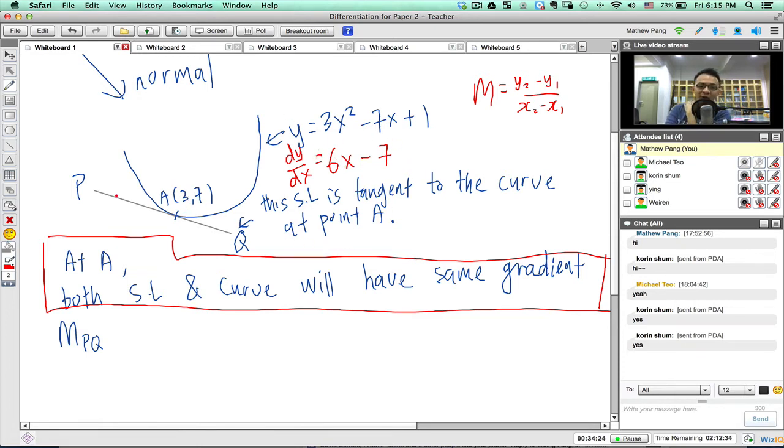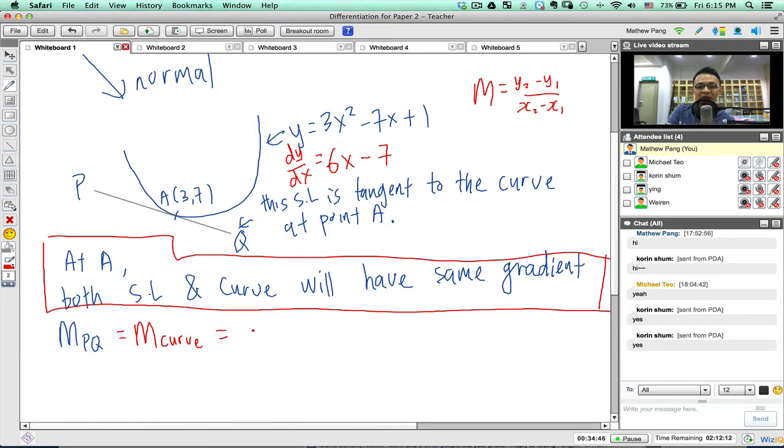So I know at point A, both of them will have the same gradient, right? And for the straight line, the gradient is constant. That means in all the points on the straight line PQ, you have the same gradient. So over here, I know the gradient of PQ is the same as the gradient of the curve.